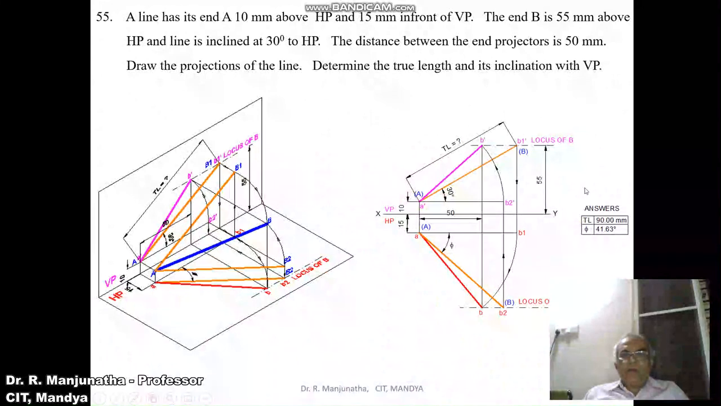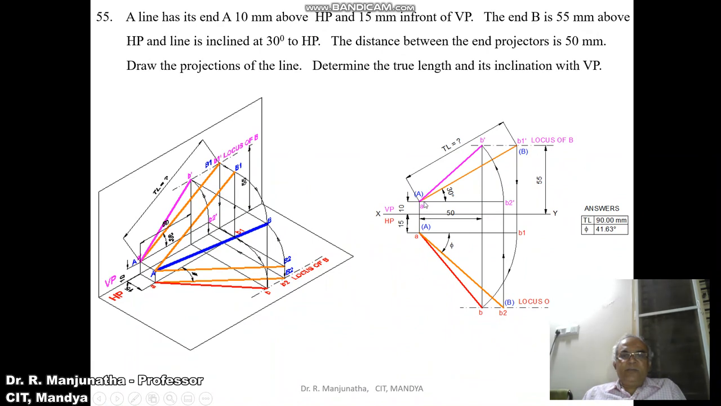Now we are going to solve this problem using the sketchbook. First we will draw the XY line and mark X and Y, and VP above the XY line and HP below the XY line. He says NDA is above HP by 10 mm and 15 mm in front of VP. So above HP is seen in the vertical plane.